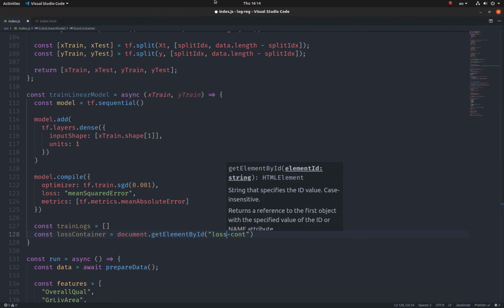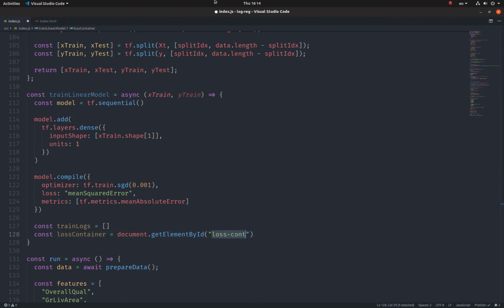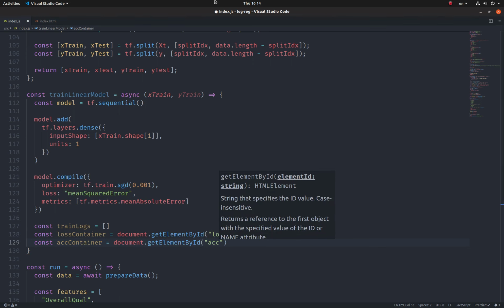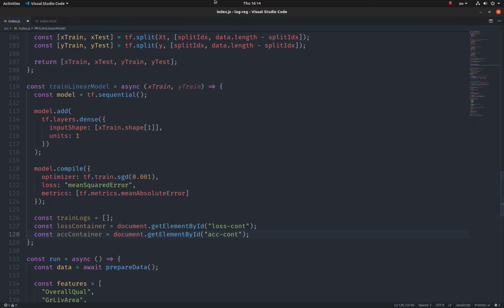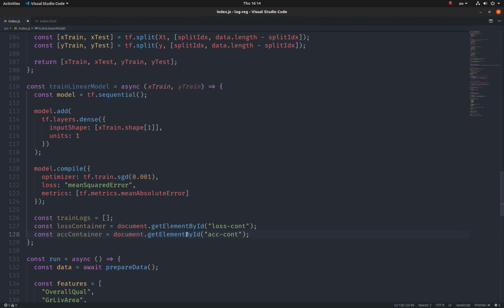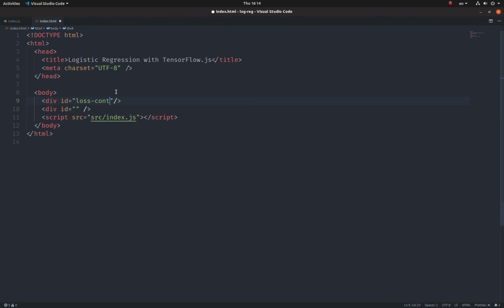The first div is having an ID of container, and the next one is going to be the one that contains the chart for the accuracy. If I go to the index.html file, you see that we still don't have those divs, so I'm going to create them in here. This will be the first one and the second one. So I'm going to just get those IDs in here.